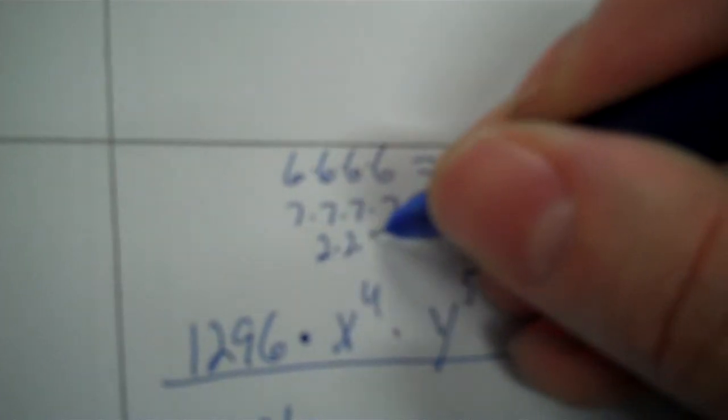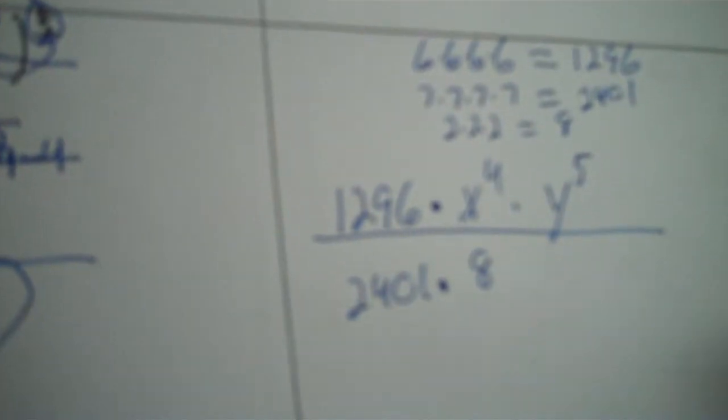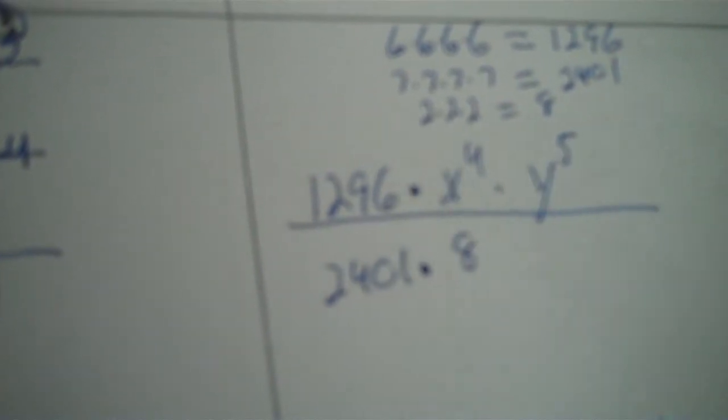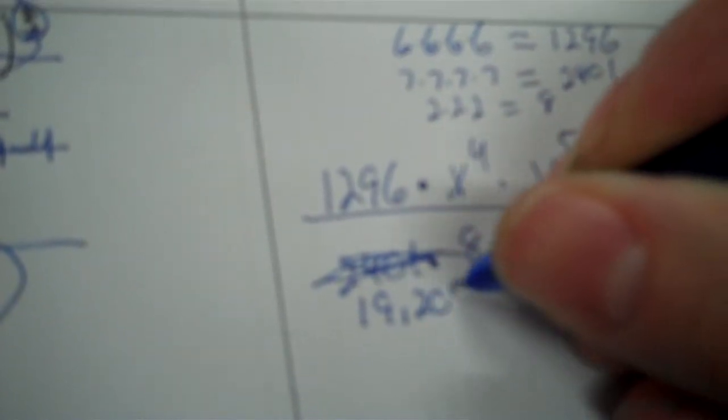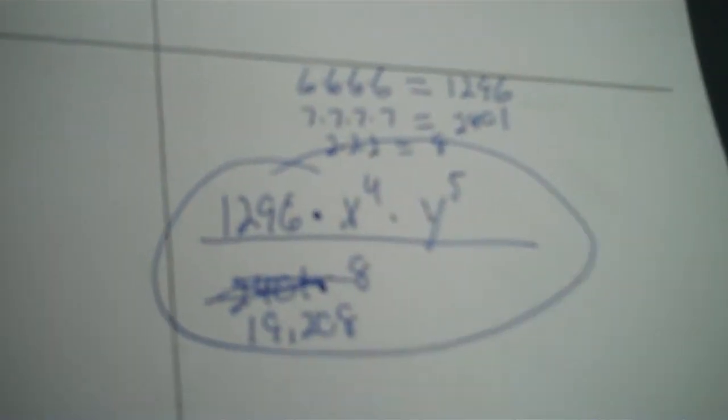Then 2 to the 3rd can be simplified. 2 times 2 times 2, that's 8. Write that product down. Now you can multiply these. Okay, you can't multiply on top, but you can multiply on bottom. 19,208. Now try to divide them, but if it doesn't work out, it doesn't work out. Doesn't work out. Okay, so that's the end.